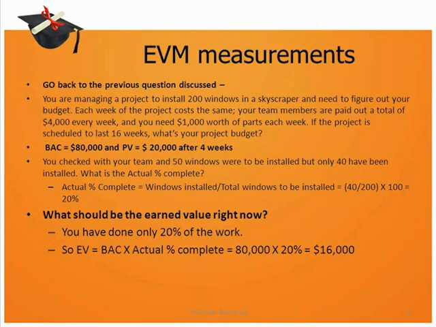So now we have data on actual percentage complete. Let us add another dimension to this question, which is what should be the earned value at this point of time. Now you have done 20% of the work, which is the actual percentage complete. So by the formula of earned value, which is BAC into actual percentage complete, you have earned the value which amounts to 20% of $80,000, which is equal to $16,000.